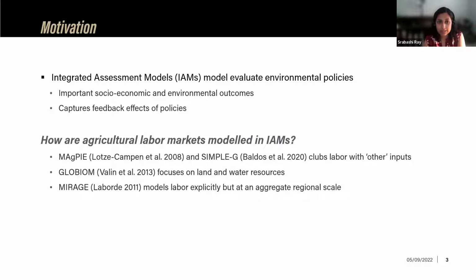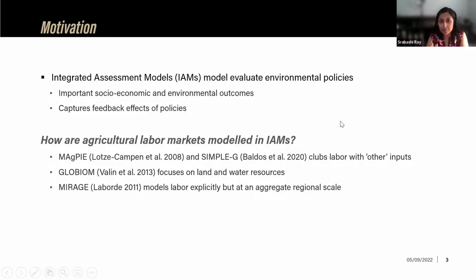This entire work is grounded in the context of integrated assessment models. These integrated assessment models, or IAMs, are very well placed to evaluate environmental policies because they consider both socioeconomic outcomes as well as environmental outcomes, and also the impact of policies which can perturb any of the different variables in the interaction between socioeconomic and environmental outcomes.